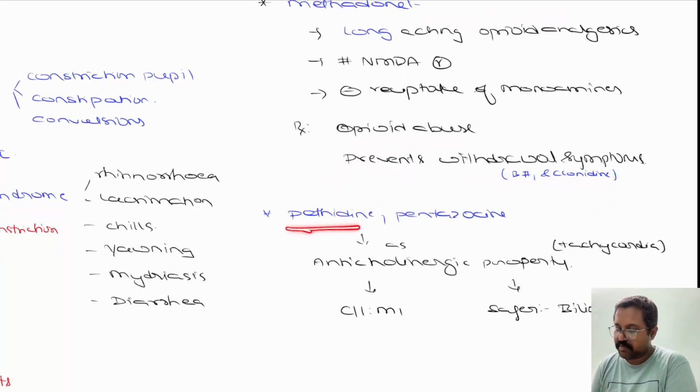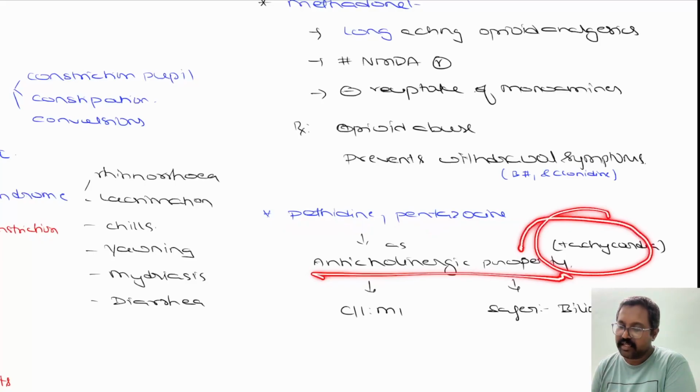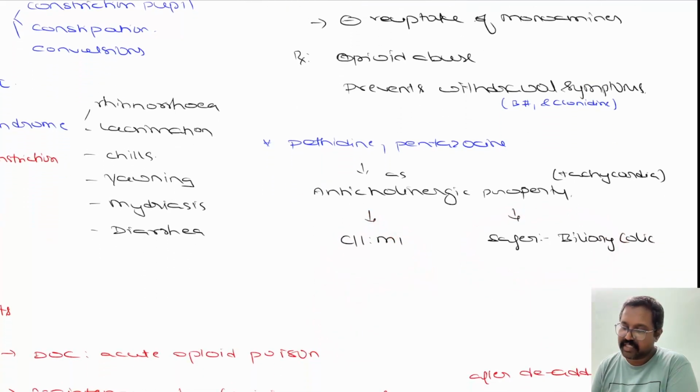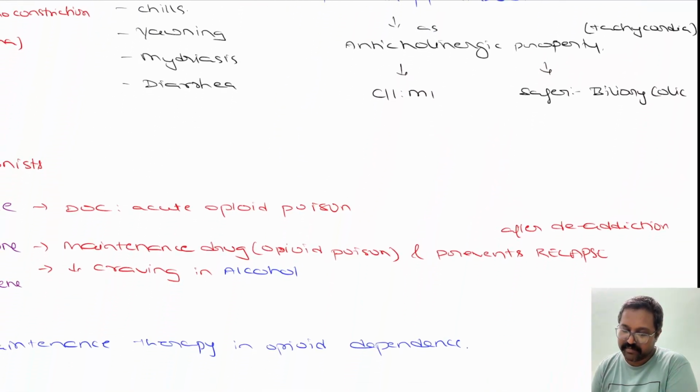So next we have pethidine and pentazocine. Pethidine and pentazocine have anticholinergic property, which is responsible for tachycardia, and that's why they are contraindicated in MI, but safer in case of biliary colic. Pethidine and pentazocine are safer in biliary colic.